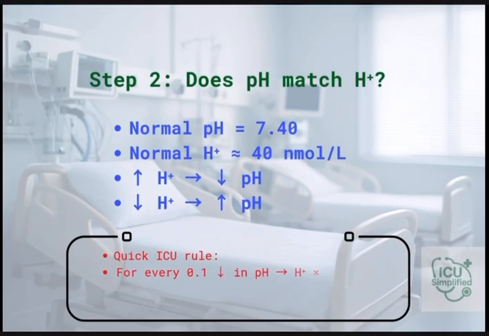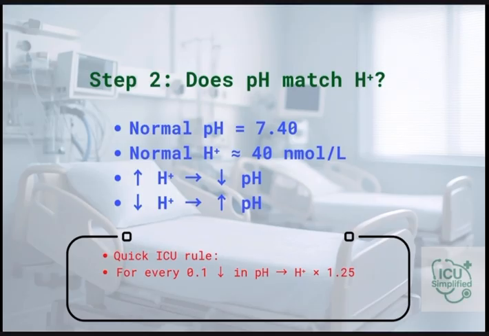The next step in ABG validation is to check whether the pH matches the hydrogen ion concentration. Remember, pH and hydrogen ions have an inverse relationship. Lower pH means a higher hydrogen ion concentration, and a higher pH means fewer hydrogen ions. As a quick bedside reference, a pH of 7.40 corresponds to a hydrogen ion concentration of about 40 nanomoles per liter. For every 0.1 decrease in pH, the hydrogen ion concentration increases by approximately 1.25 times, and for every 0.1 increase in pH, it decreases accordingly. If the pH and hydrogen ion concentration do not correlate, the ABG may not be valid, and the results should be interpreted with caution.